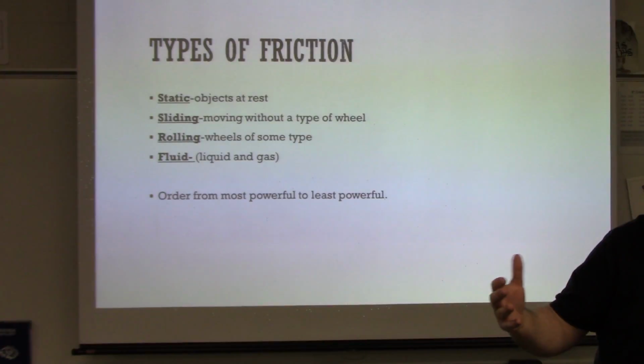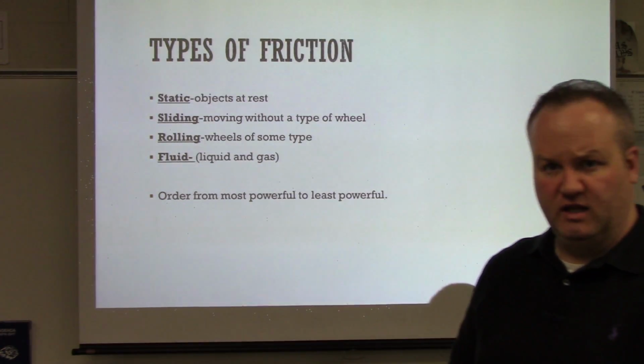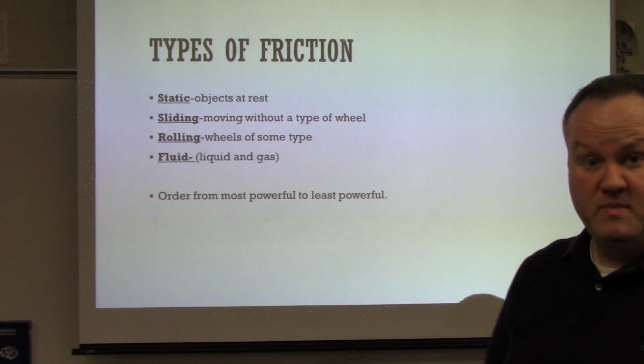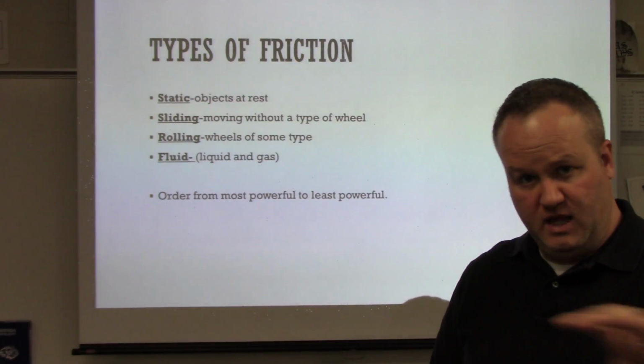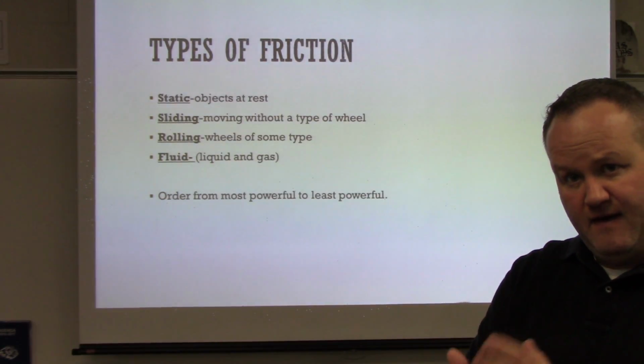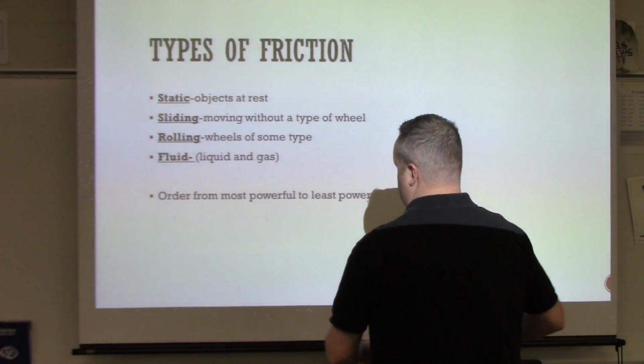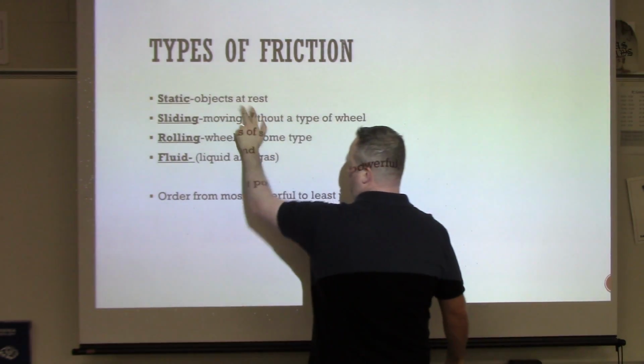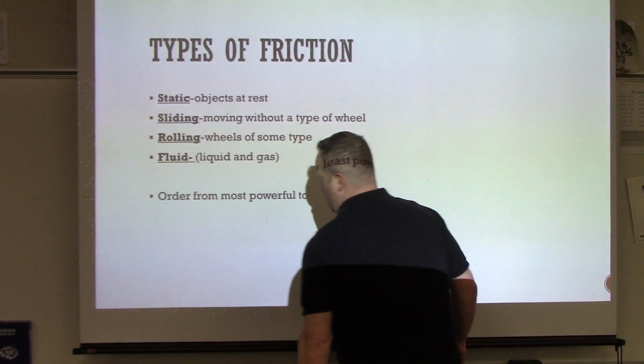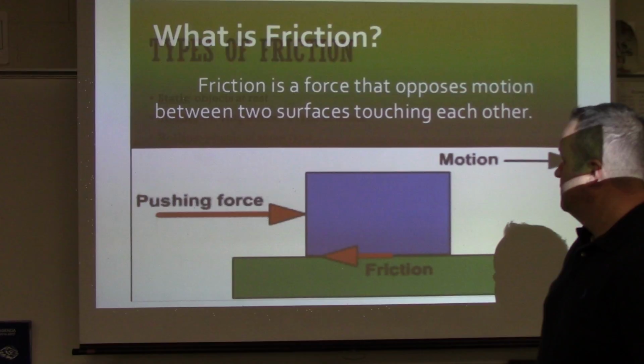Sometimes you can find rocks that are very smooth near a lake or a river, and that's because the water over many years has flowed over it, and that continuous friction wears them down. So again, this is most powerful to least powerful: static, sliding, rolling, and then fluid is the weakest of all.